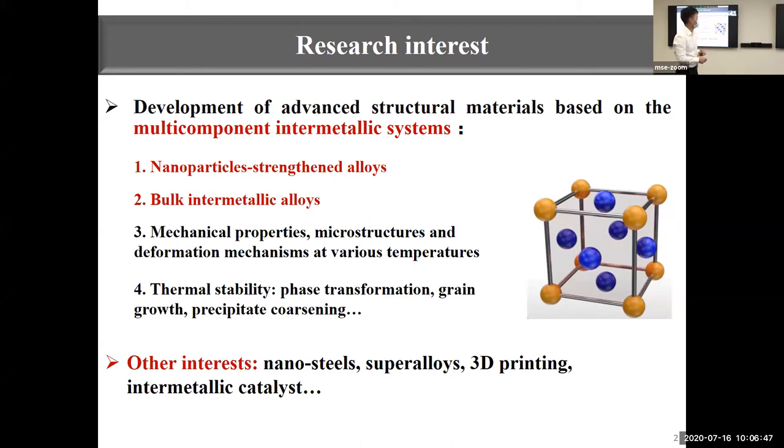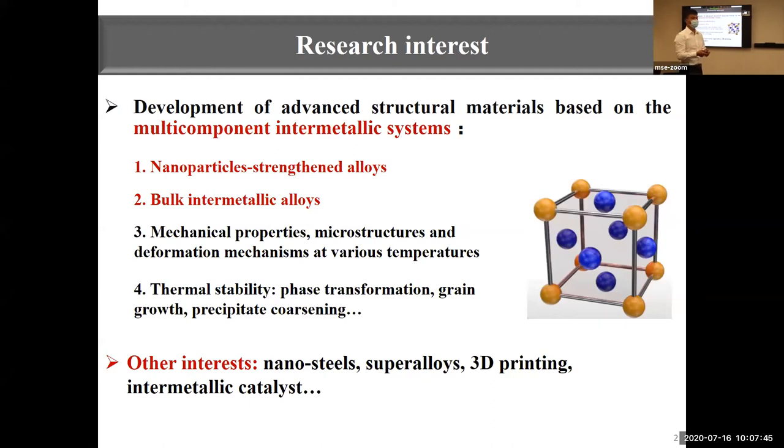We develop a lot of high performance materials based on this very complex system, and carefully investigate the mechanical properties, the microstructure, and also the deformation behavior at various temperatures, from cryogenic temperature to room temperature and also high temperatures. The most important part is thermal stability. We want to advance structural applications, and high temperature is a big problem for the development of many advanced industry fields. So we carefully investigate the phase transformation behavior at elevated temperature, the grain growth behavior, the coarsening of the second phase particles, and also some other aspects about the grain boundaries.